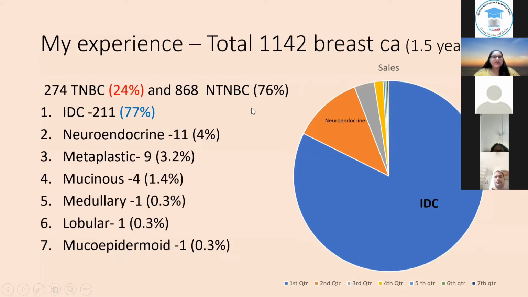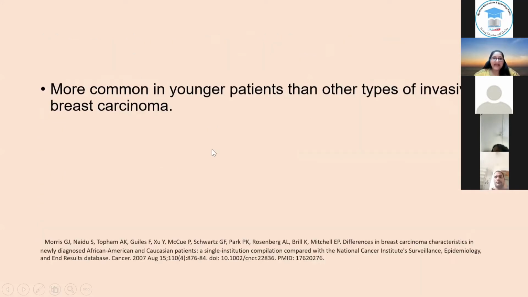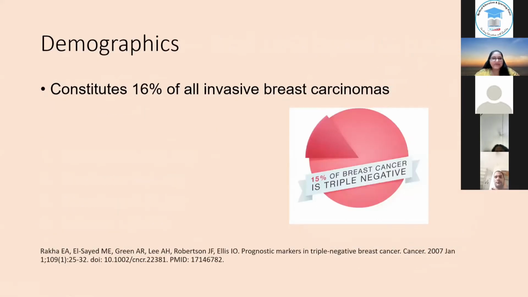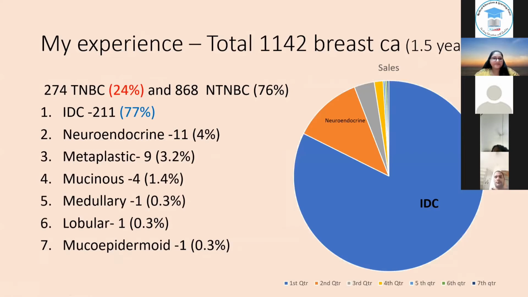So I would like to share my experience of the demography of TNBC. I took out 1,142 cases over a duration of 1.5 years, from January 2019 to June 2020. Out of these 1,142 cases, 274 were TNBC. So the percentage I observed was 24%, as compared to the previous percentage of 16%. So as I told you, the percentage varies. My experience was 24%.